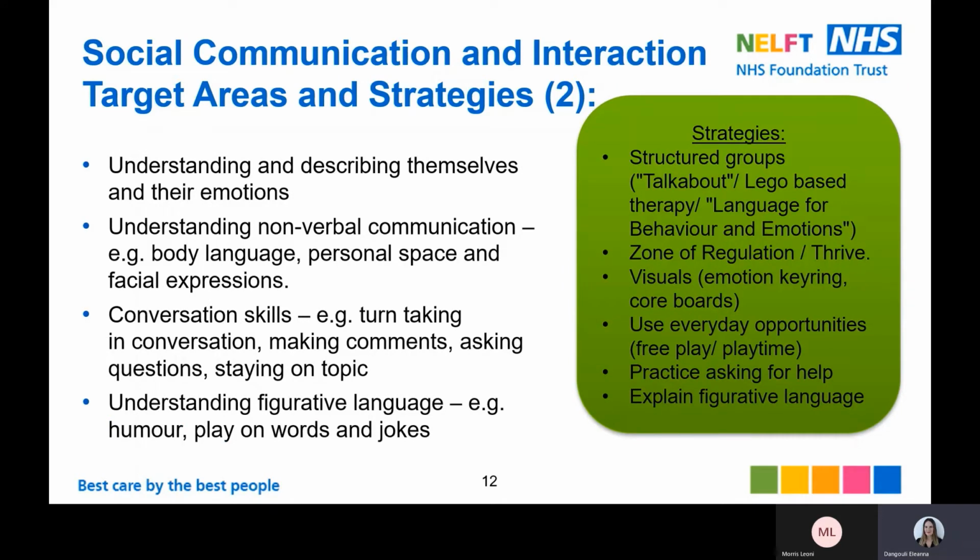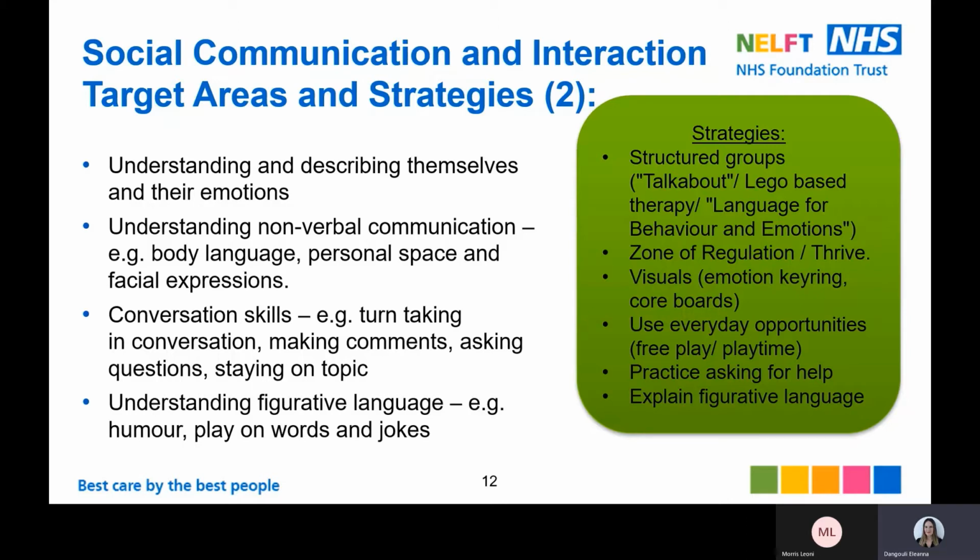Some other target areas for social communication and interaction may include understanding and describing themselves and their emotions. And when we say describing themselves, we mean both physically, regarding their character, and likes and dislikes they may have. Understanding nonverbal communication, for example, body language, personal space and facial expressions. Conversation skills, such as turn-taking in conversation, making comments, asking questions, and staying on topic. And understanding figurative language, for example, humor and play on words and jokes.